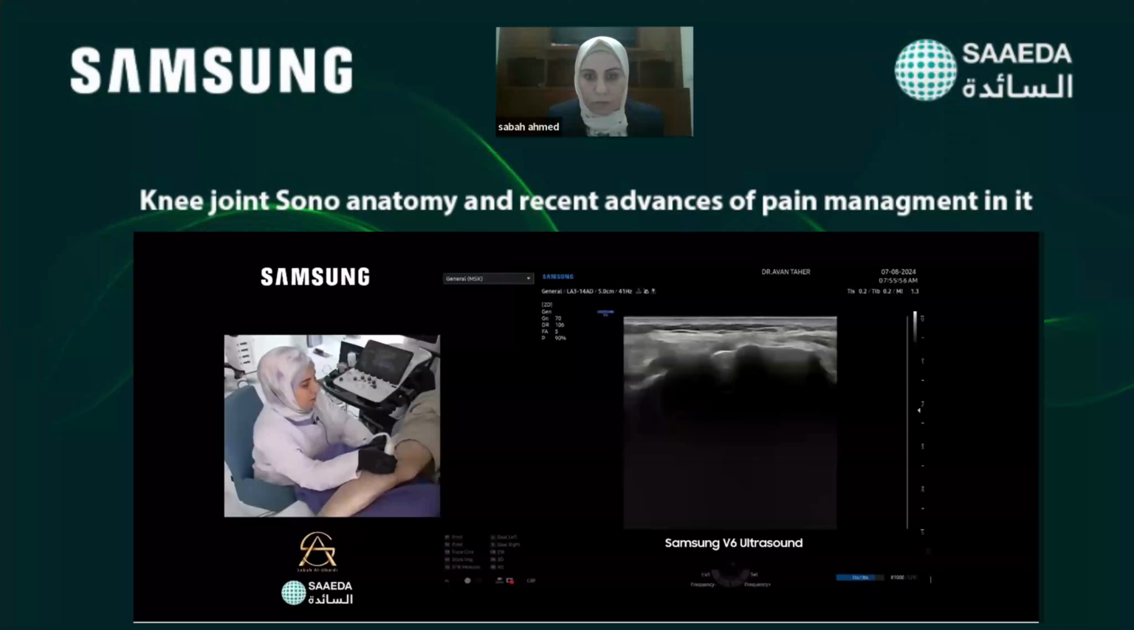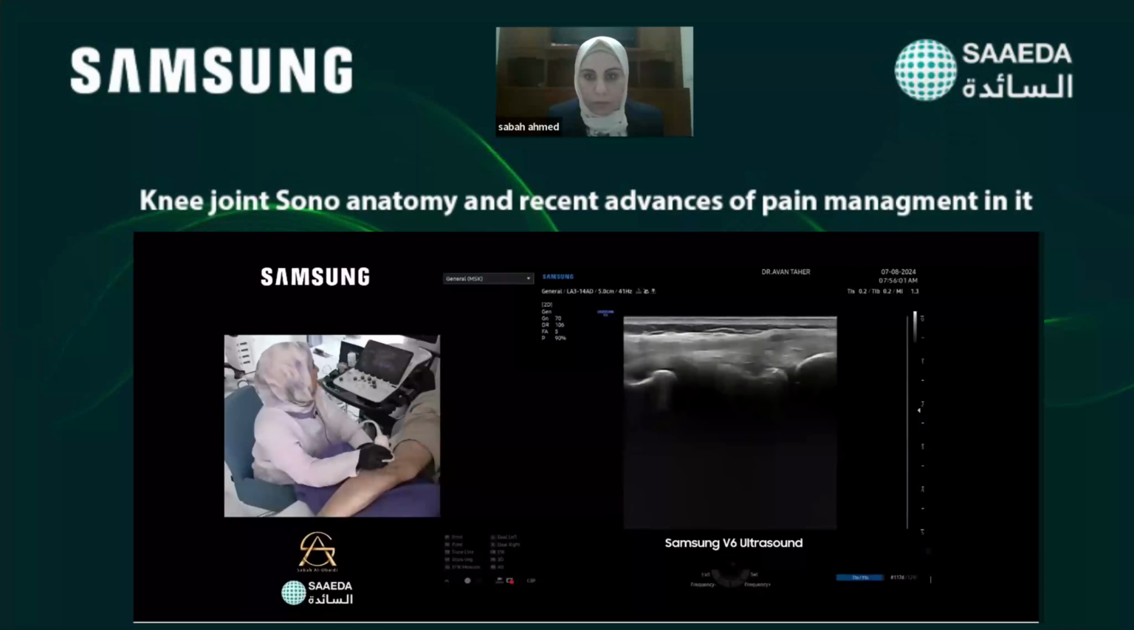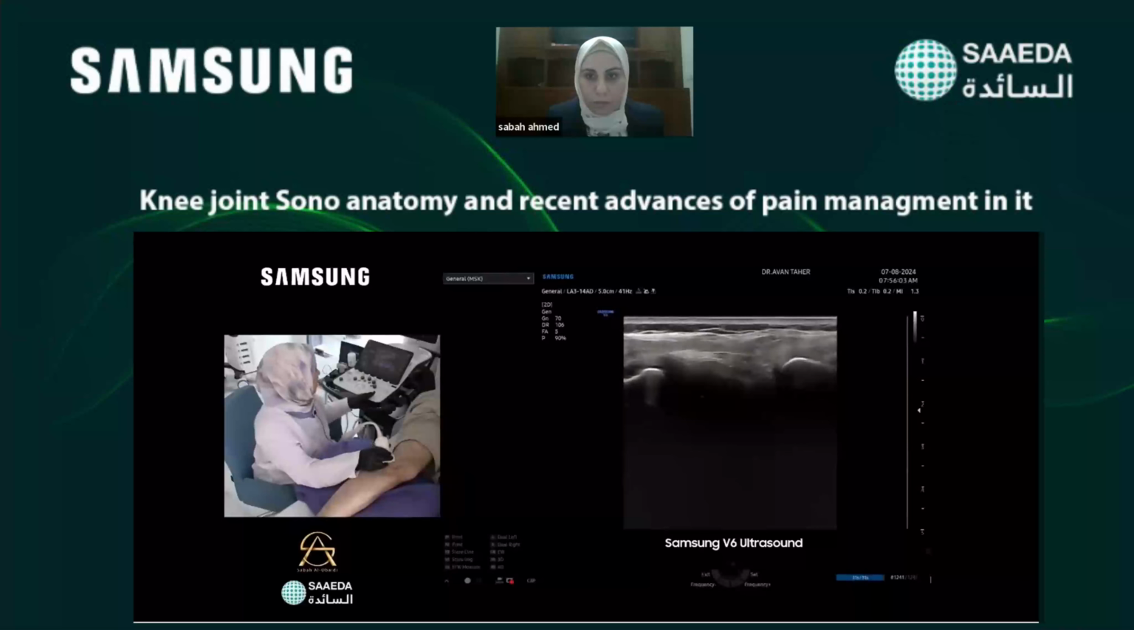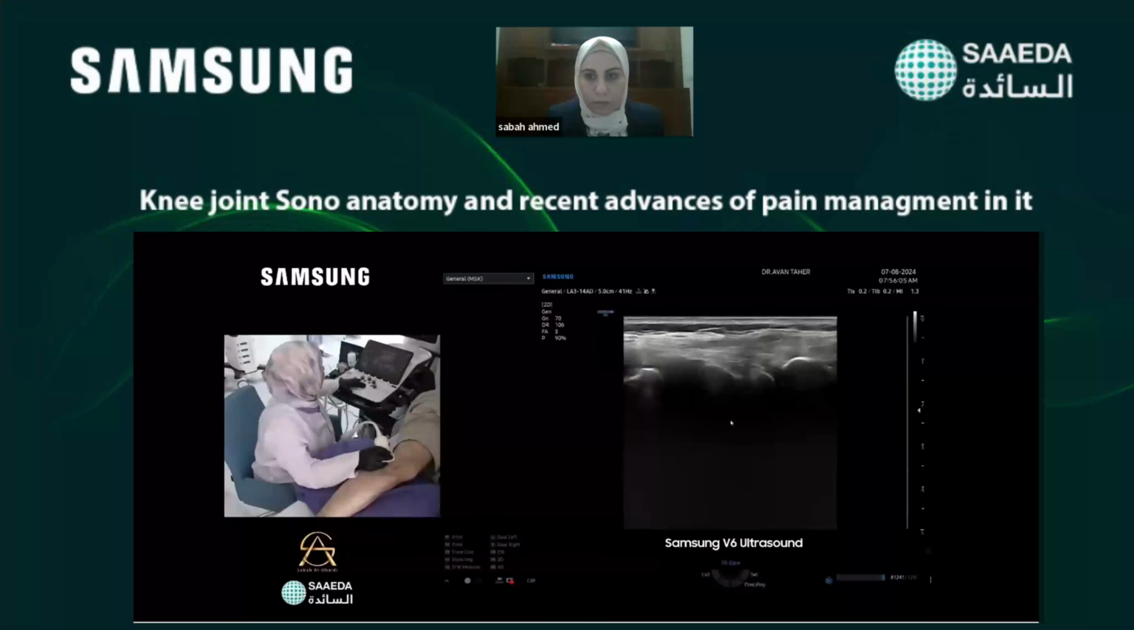Now, if we put my probe on the fibula posteriorly, you see, this is the head of the fibula. What appears here is the femur, and this is the fibula. And if a bone appears here, this is the tibia.